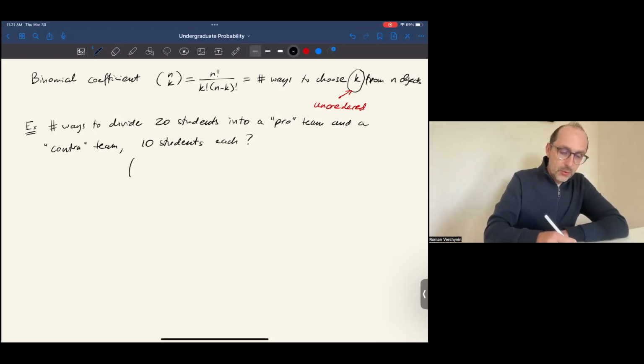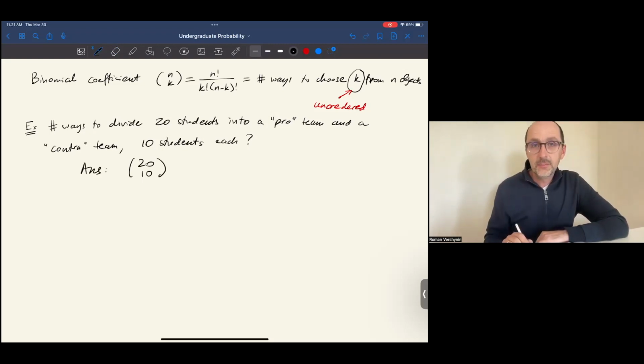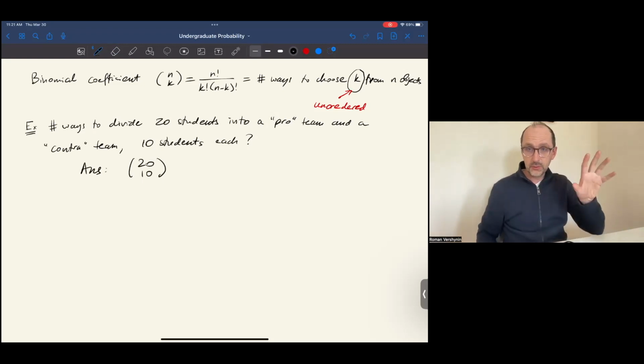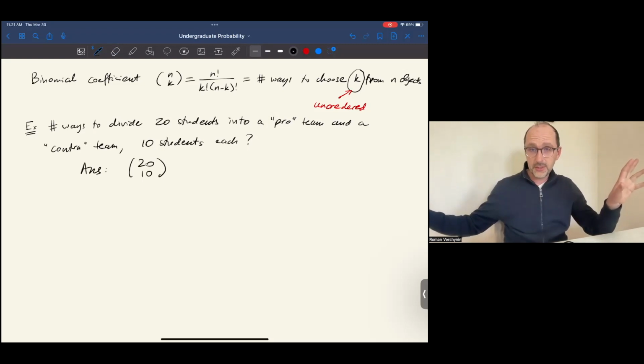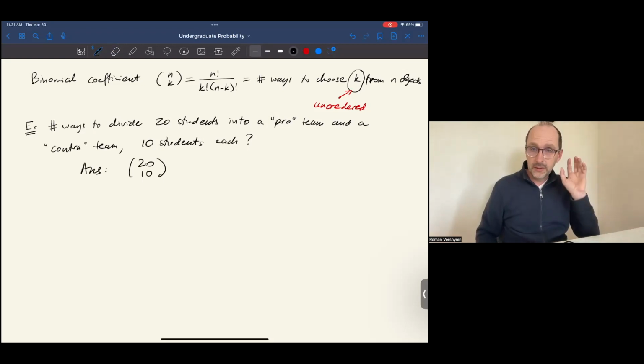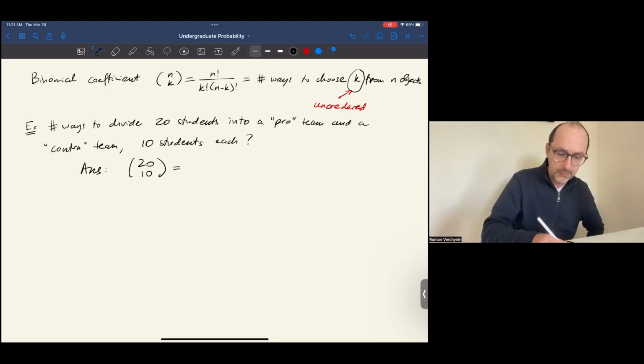There are 20 choose 10 ways. Why? Because in order to divide the class, we just have to choose the students for the pro team. Once we know that these students go to the pro team, the other 10 will automatically go to the contra team. We don't have to choose them. Therefore, the number of ways to divide the class is 20 choose 10. And that, if you compute it, is 184,756 ways.